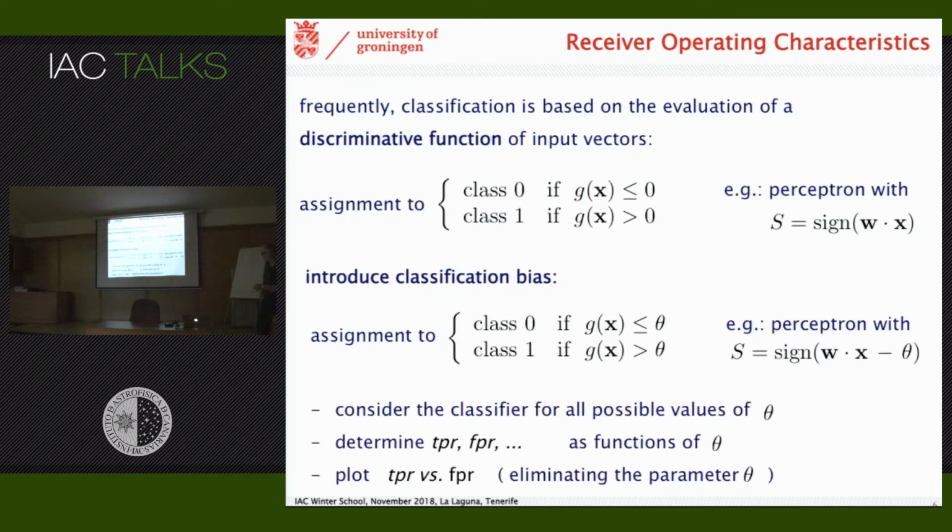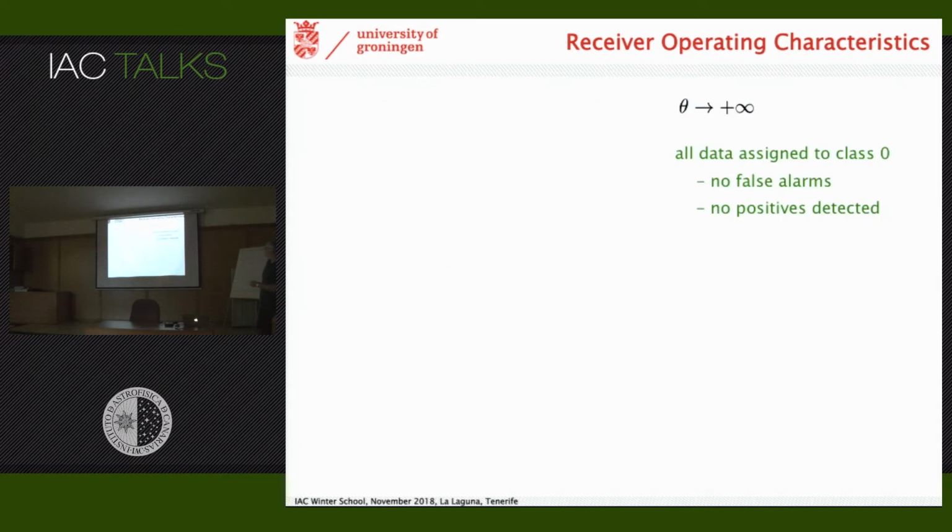And now I can consider the classifier for all possible values of theta, and I determine for each theta the true positive rate and the false positive rate, and then I plot the TPR versus the FPR, getting rid of the parameter theta. So if we set theta to infinity, all data will be assigned to class 0. Hooray, we have no false alarms, right? On the downside, no positives are detected whatsoever. No class 1 data will be detected at all.